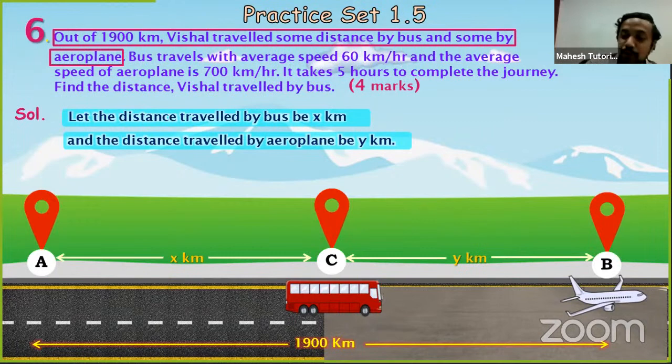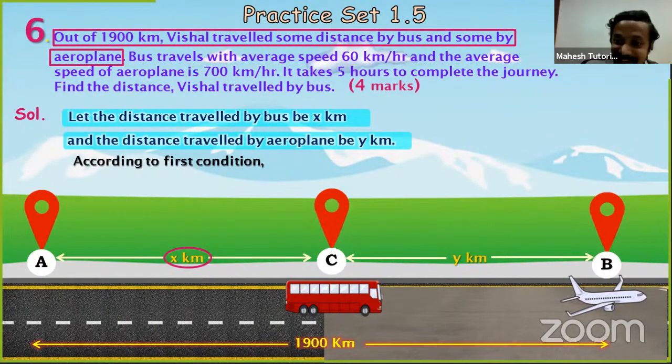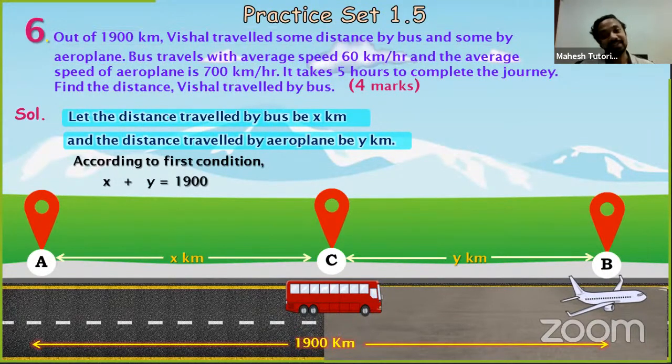Now, students, if you look at the diagrammatic representation itself, we get our first equation. Sir, how so? Everyone look at the diagram very carefully. Can you all tell me what is the distance from A to C? X kilometers. What is the distance from C to B? Y kilometers. But what is the total distance from A to B? 1900 kilometers. Means, if we add the distance of A to C and the distance of C to B, the total has to be 1900 kilometers.